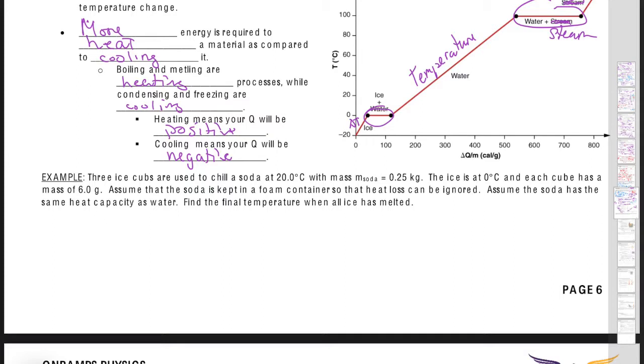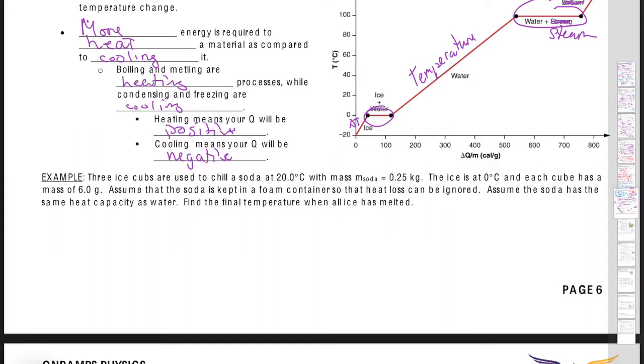Assume that the soda is kept in a foam container, Chick-fil-A cup, Sonic cup, right, so that the heat loss can be ignored. And assume the soda has the same heat capacity as water, which is 4186. Find the final temperature when all the ice is melted. Okay, so what we need to do, you can really do a couple things here.